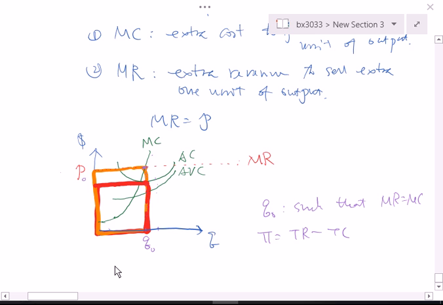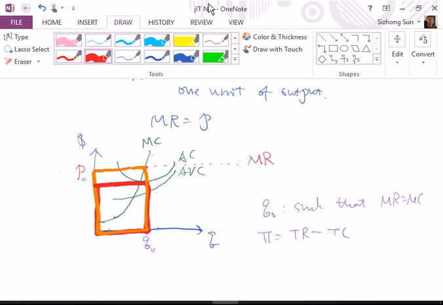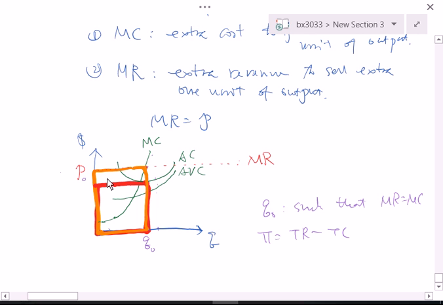So the difference between total revenue and total cost, this area, let me use another color. This one. That's the profit. So in this case, this firm is making a positive economic profit.